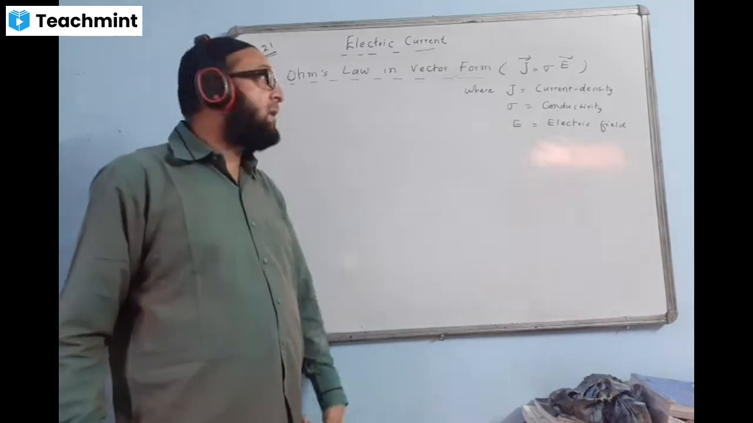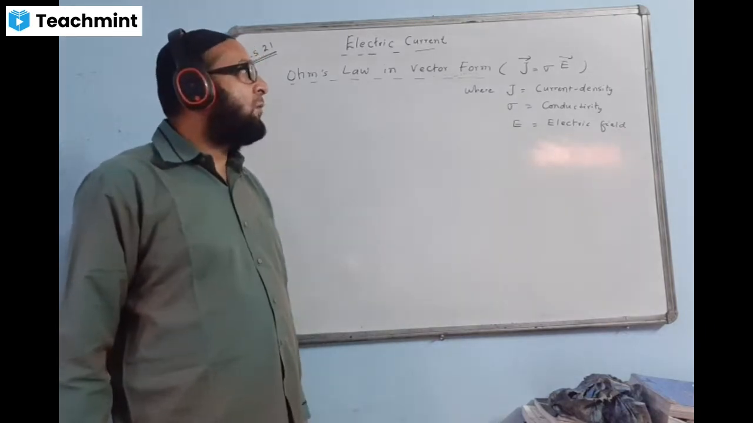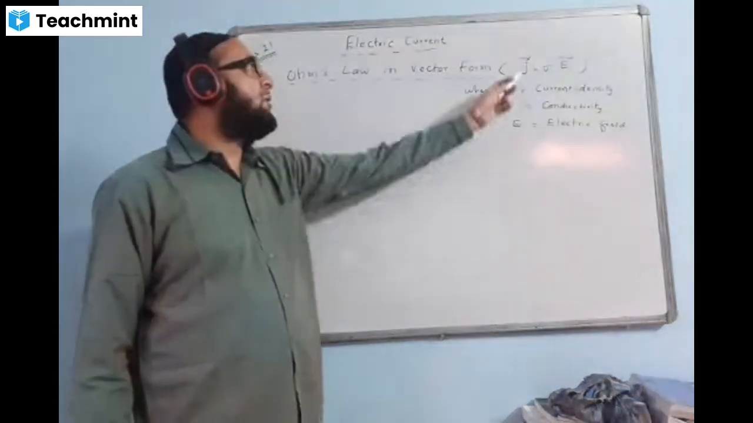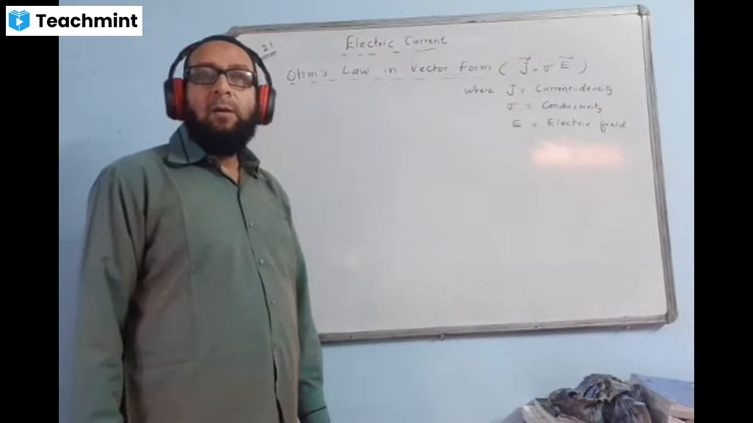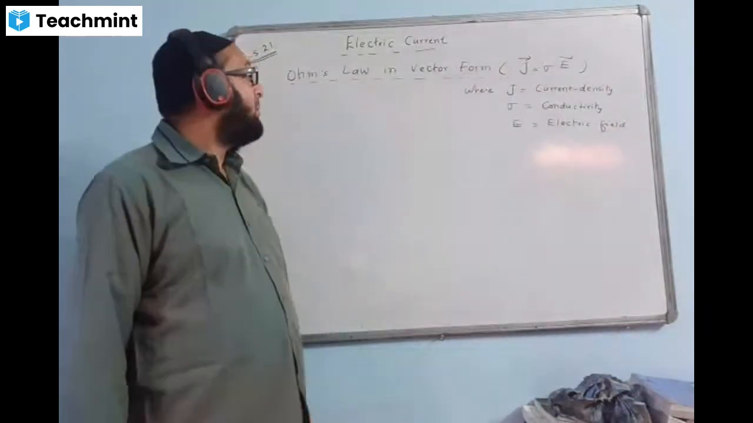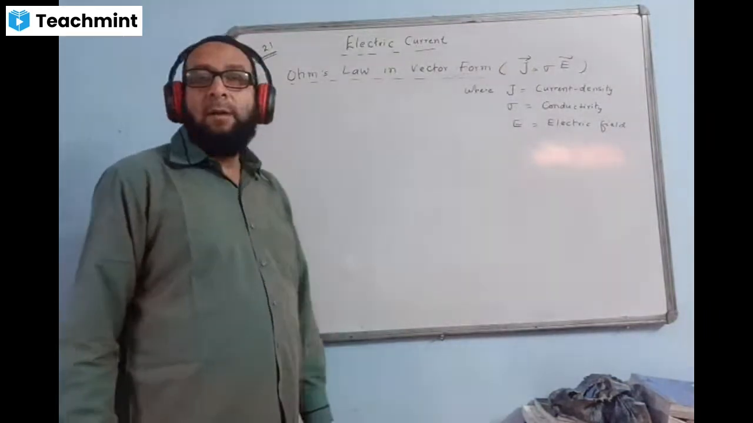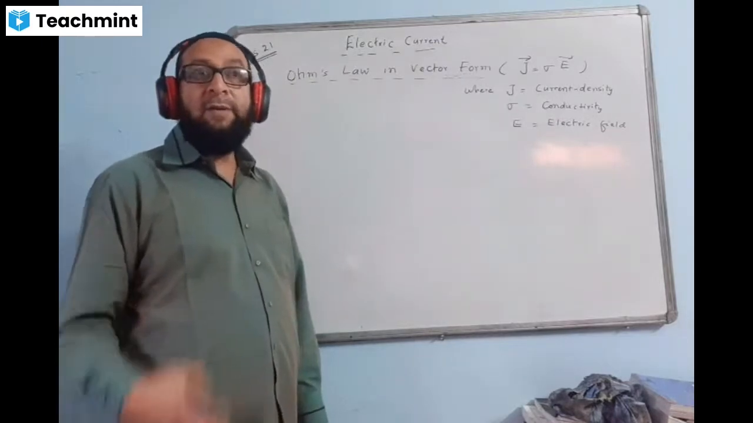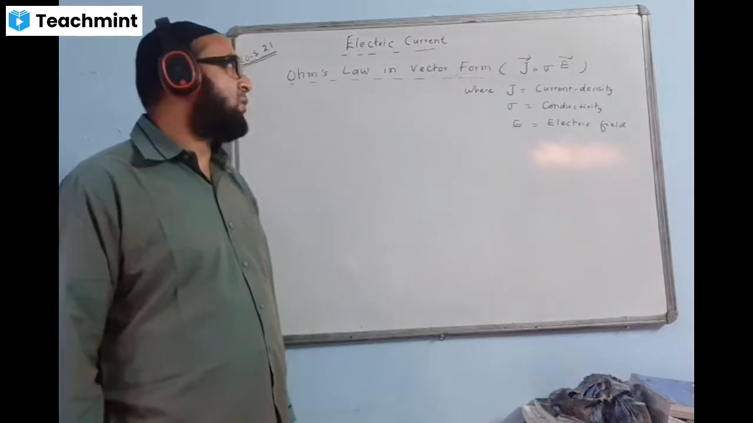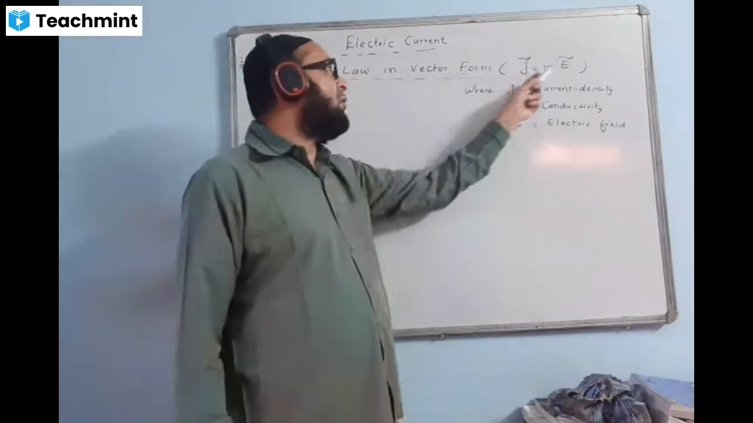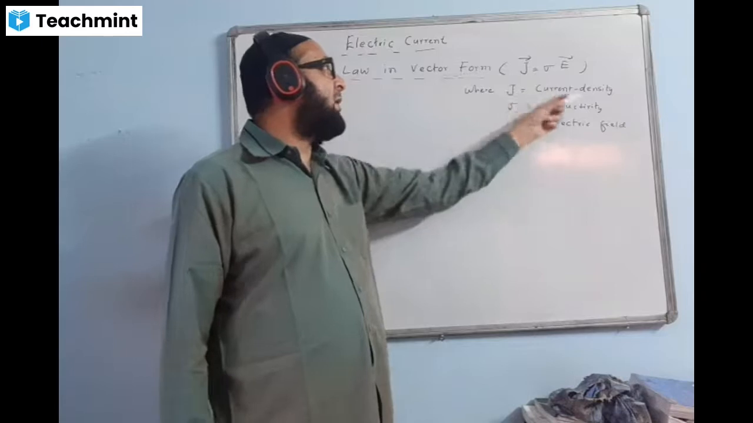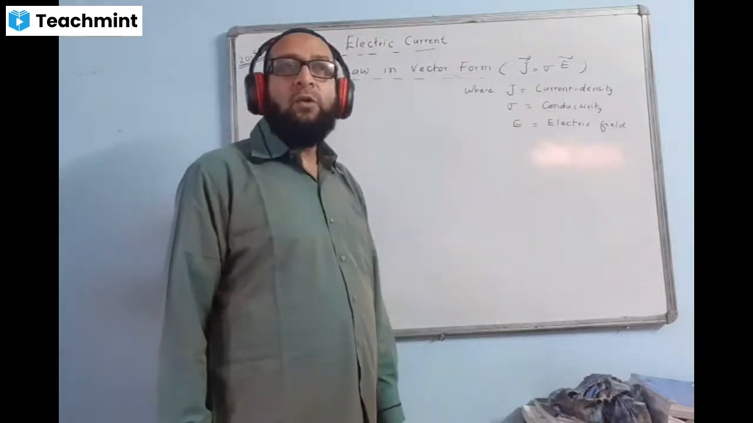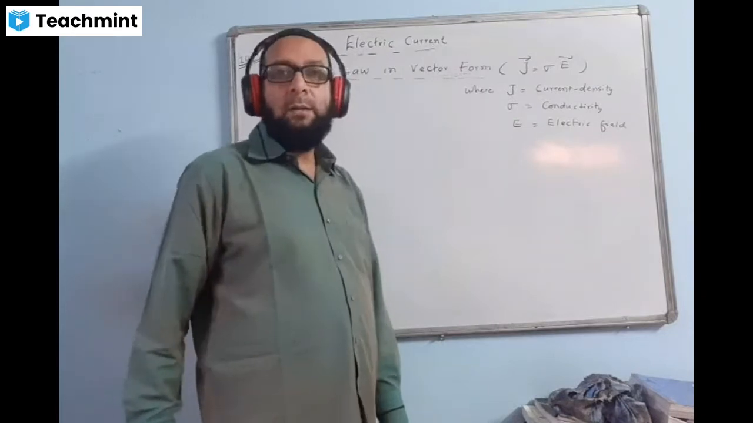Once or twice in ISC, they had given this question just for 1 mark: write down Ohm's law in vector form. You just write down this equation, finished. Or they may ask to write down Ohm's law in vector form, mentioning the meaning of the symbols used. Then you write J is equal to sigma E, where J is current density, sigma is conductivity, and E is electric field. The question may carry 1 or 2 marks.